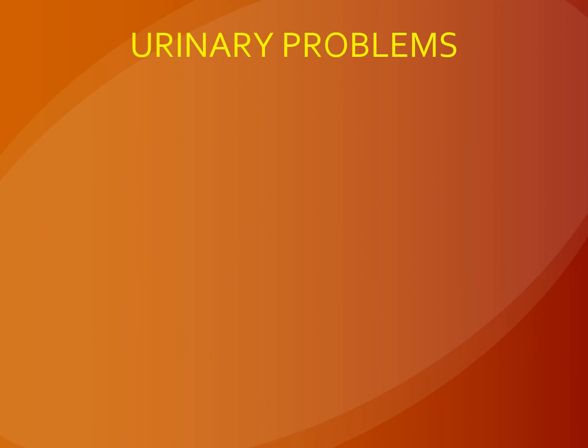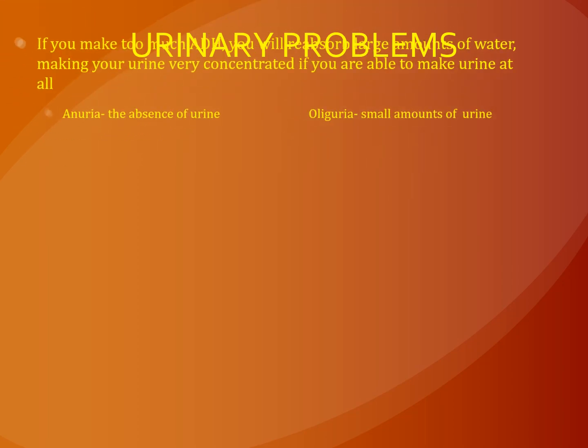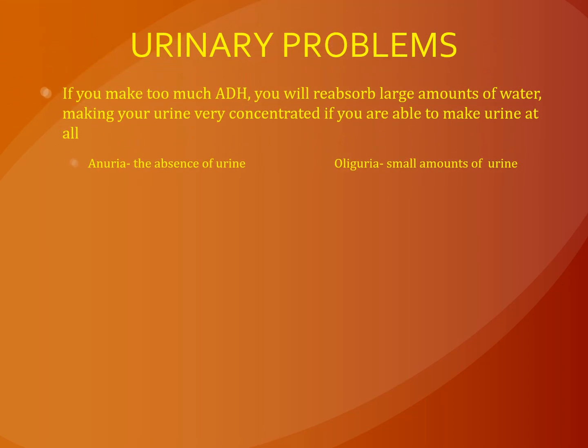Now, last but not least, some problems that we can have. And remember, most of these are genetic and hormonal. The first one here: if you make too much ADH, you're going to have a lot of those hypothetical doors open. So you're going to have a lot of diffusion and a lot of osmosis back into the bloodstream. So you don't make a lot of urine because urine has water in it. You will reabsorb large amounts of water, making your urine very, very concentrated, if you're able to make urine at all.